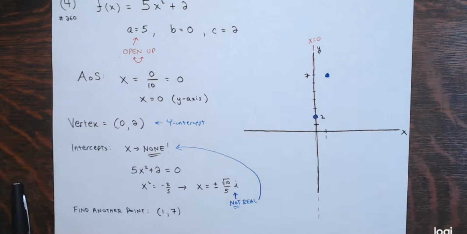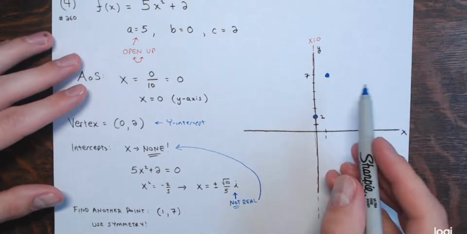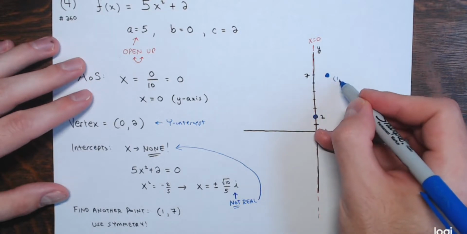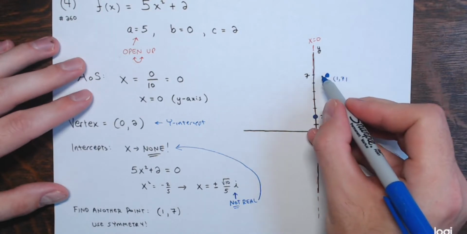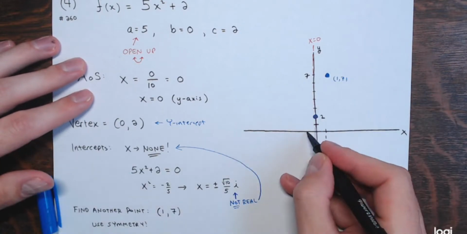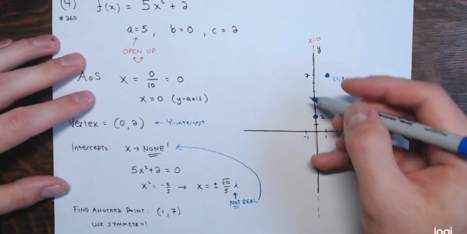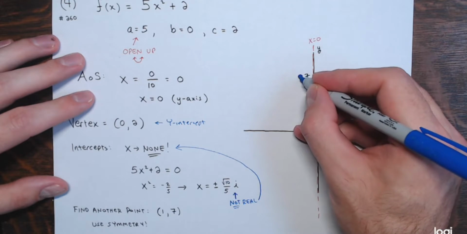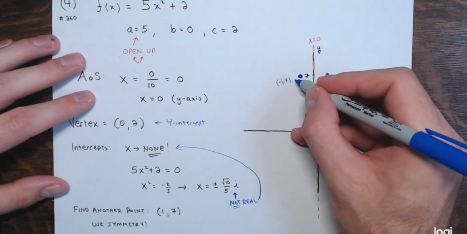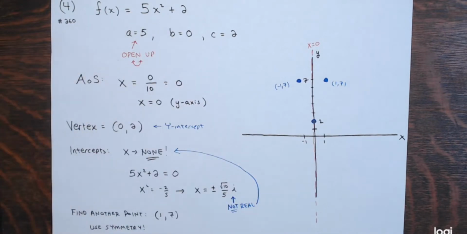So input 1, output 7. And now I can use the symmetry to find another point on the other side of the axis of symmetry. This point (1, 7) is 1 unit to the right of the axis of symmetry. So I just need to go 1 unit to the left to find another point. So input 1, output 7, input negative 1, output 7 as well. All right, there's (negative 1, 7). And you could check that out. If you replaced x with negative 1, you'd get an output of 7. And that should be enough, right?